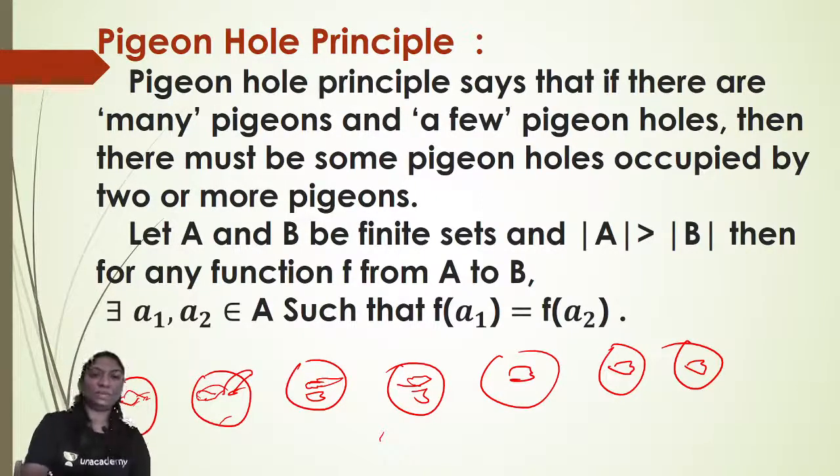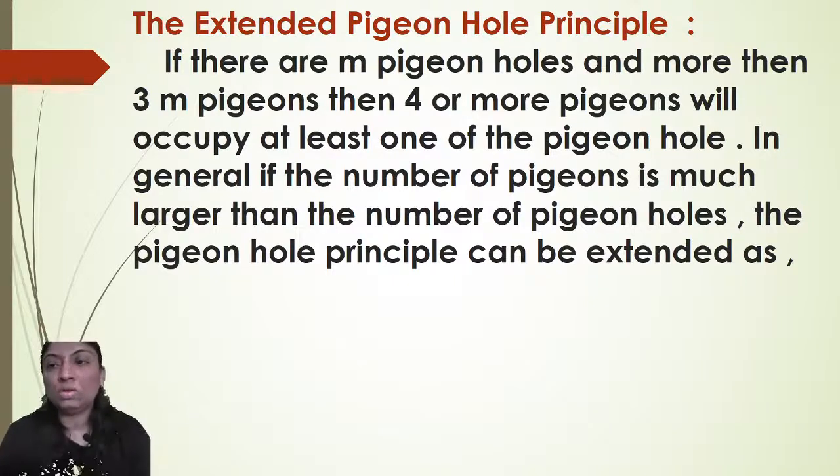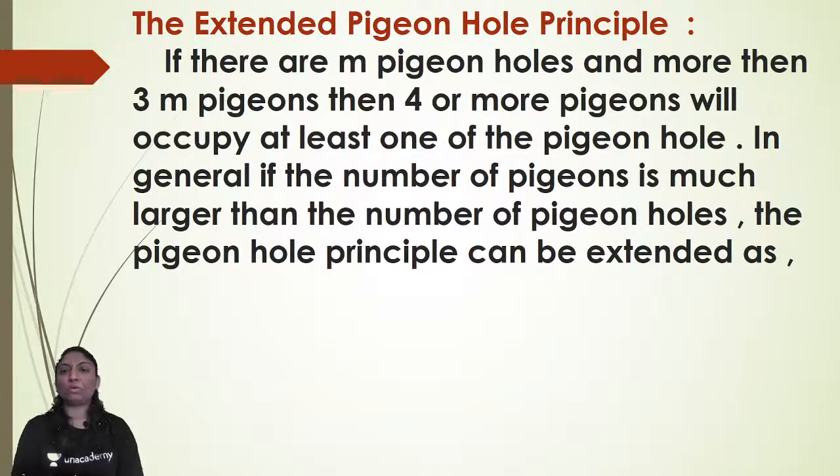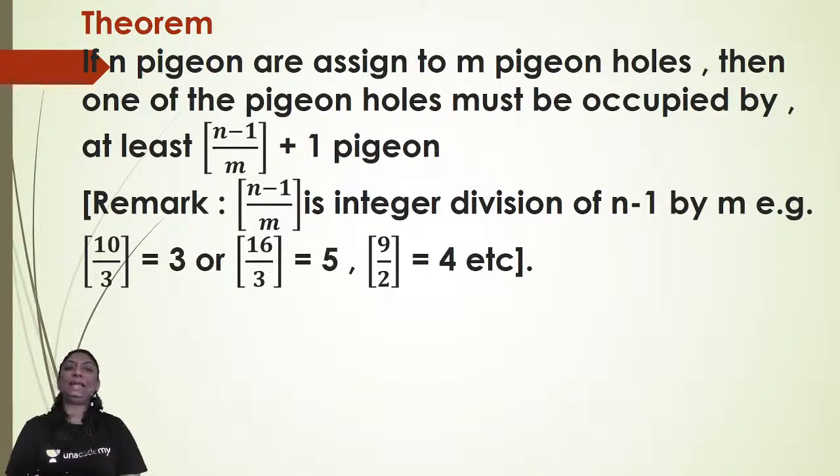Now we'll see the extended pigeonhole principle. If there are m pigeonholes and more than 3m pigeons, then 4 or more pigeons will occupy at least one of the pigeonholes. In general, if the number of pigeons is much larger than the number of pigeonholes, then the pigeonhole principle can be extended as: if n pigeons are assigned to m pigeonholes, then one of the pigeonholes must be occupied by at least the integral part of (n minus 1) by m, plus 1 pigeons.